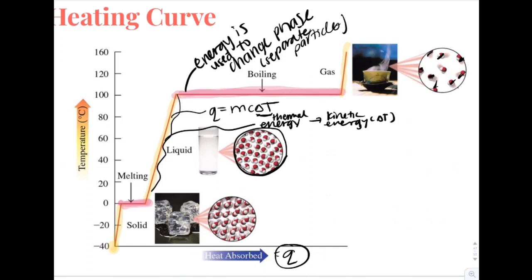And we can't use Q equals MCΔT for these flat lines because there's no change in temperature. If you try to use Q equals MCΔT for these lines, you get a Q of 0, but I actually see there is a Q here, and it's pretty big. And so on these lines, we're going to use a different equation. We're going to use Q equals n ΔH. We're going to talk about what that means in just a second.